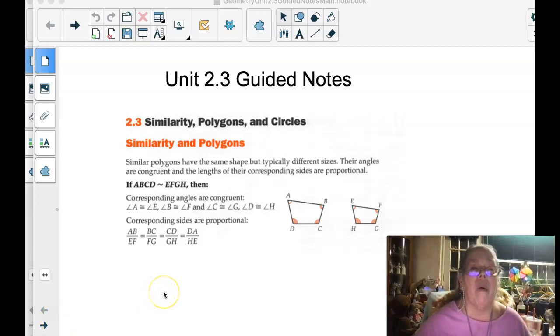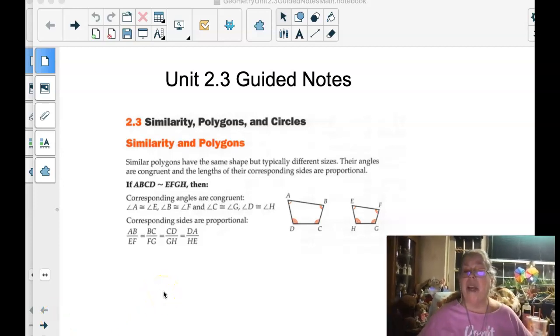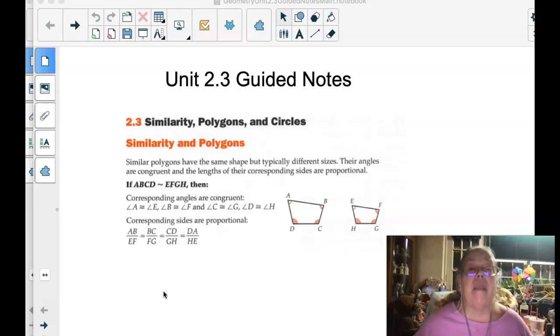Hello, hello, hello. We've been talking a lot about similarity and we're going to continue. This is similarity, polygons, and circles. And you'll learn something I find interesting about circles. Okay, similar polygons have the same shape, but typically different sizes.